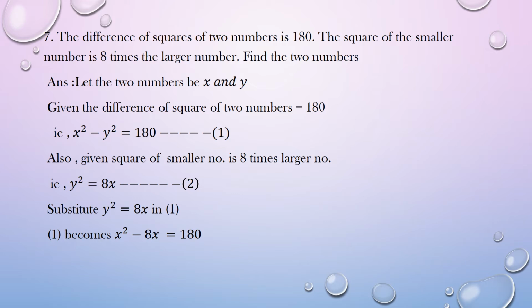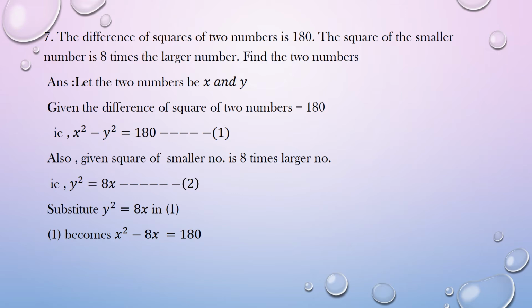Question number 7. The difference of squares of two numbers is 180. Square of the smaller number is 8 times the larger number. Find the two numbers. Let us take the two numbers as x and y. In the first line, it is given that the difference of squares of two numbers is 180. Square of the first number will be x square and square of the second number will be y square.